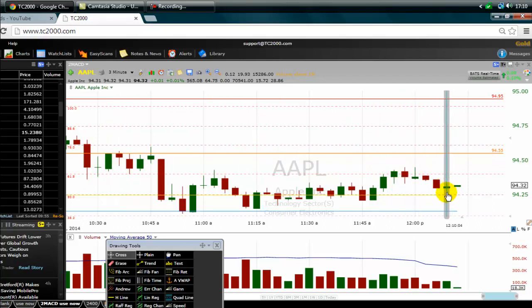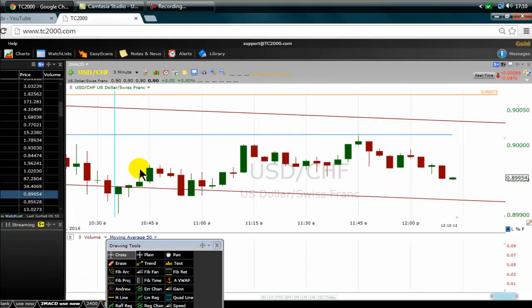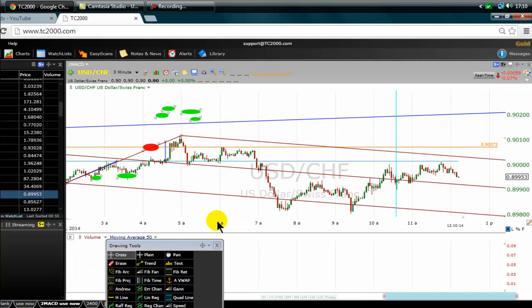Move my vertical line here now. For the dollar Swiss franc, the price went back up, which is normal after the economy news and especially the crude oil inventory. That's why we stopped the video. We paused the video here. Sometimes you will see the price do the opposite, so it will bring it up. It may continue to go up a bit.